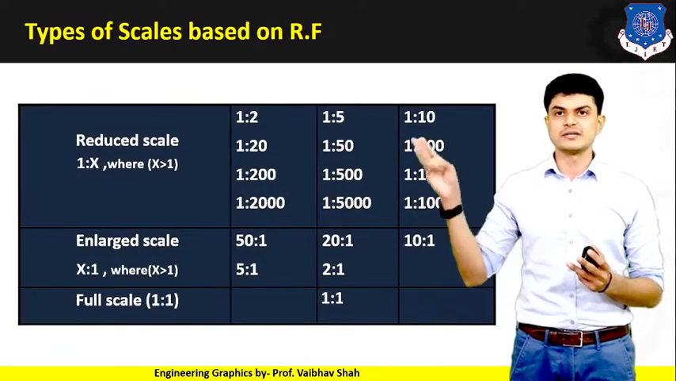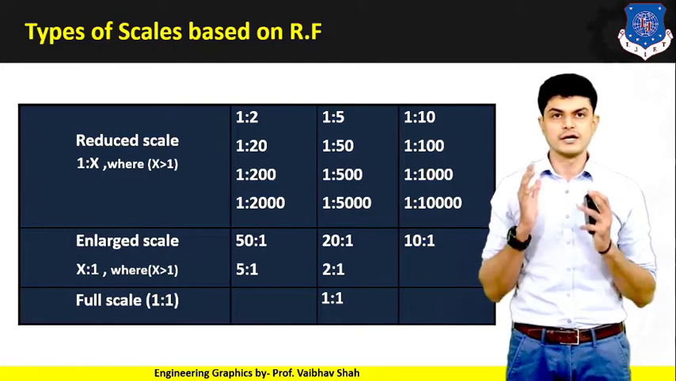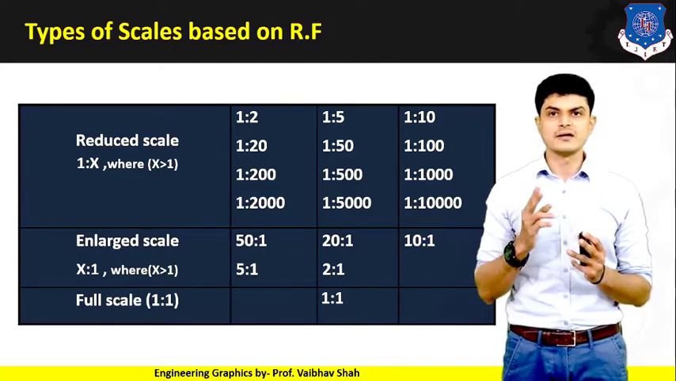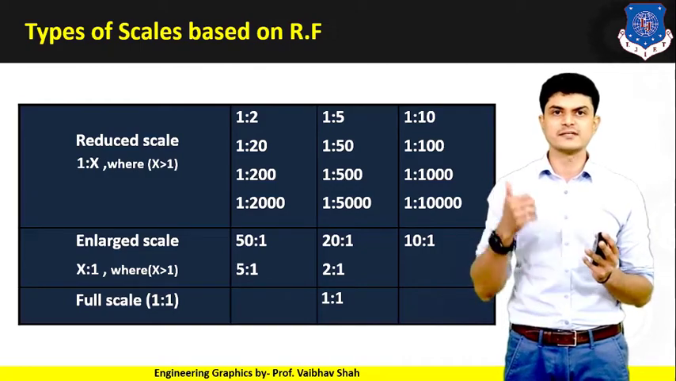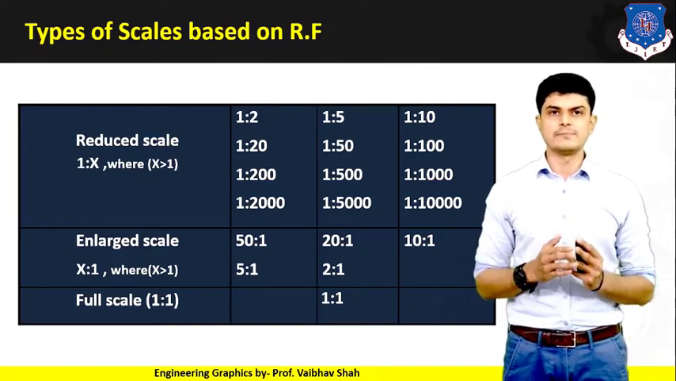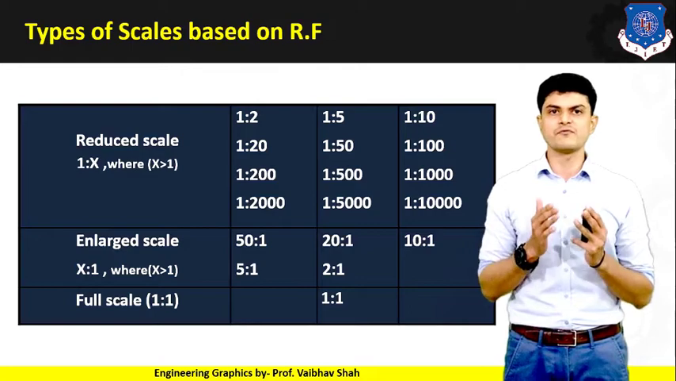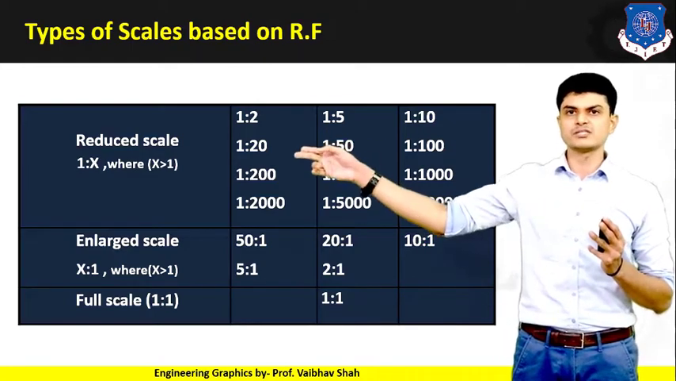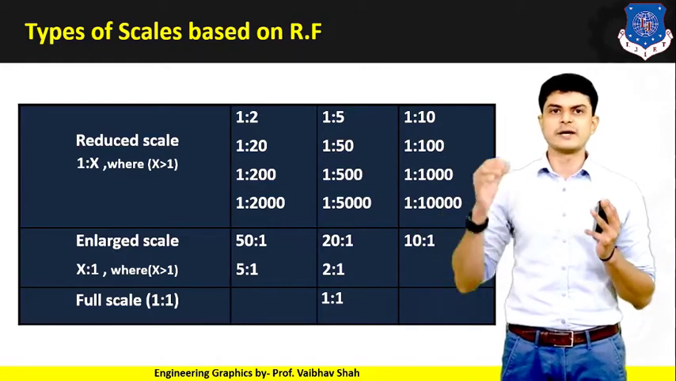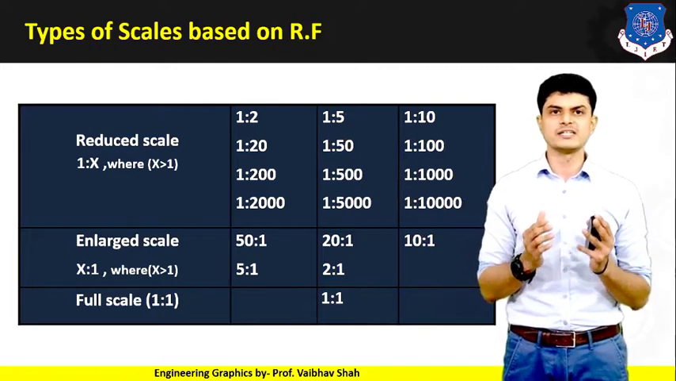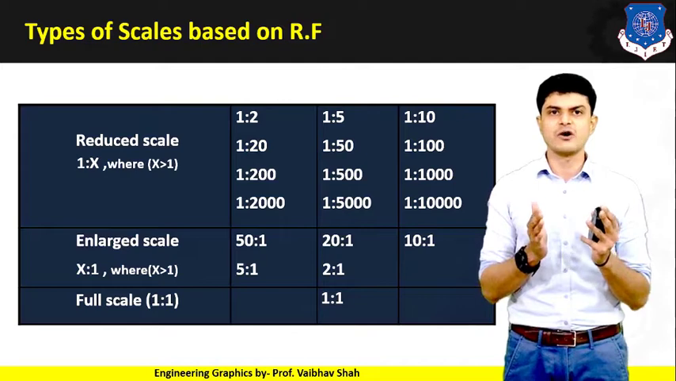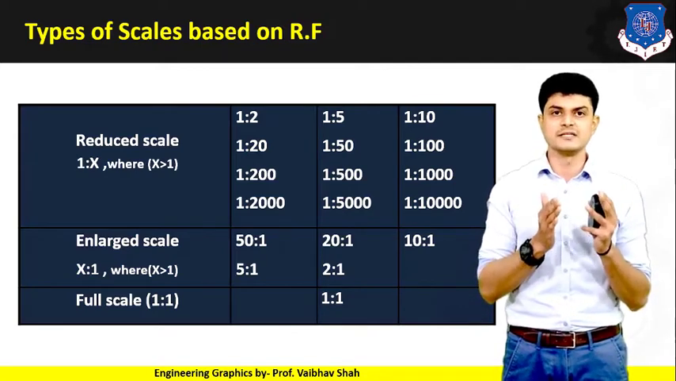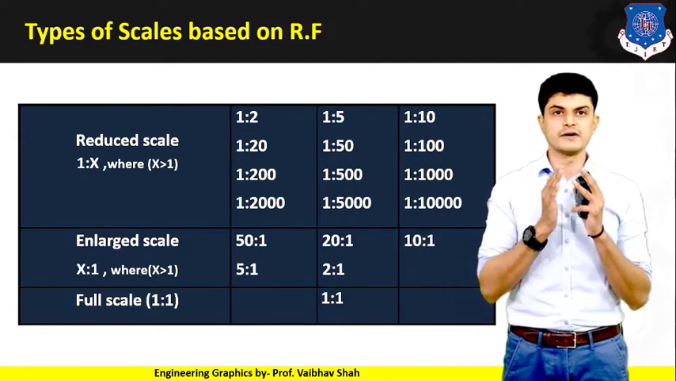So there are a total of 3 types of scales. First, reduced scale, second, enlarged scale, and third, full scale. Let us first understand the reduced scale. As you can see, the form of a reduced scale is 1:x, where x is greater than 1. This is a form that you have to remember, and if you have any scale of the form 1:x, that means this will be your reduced scale.